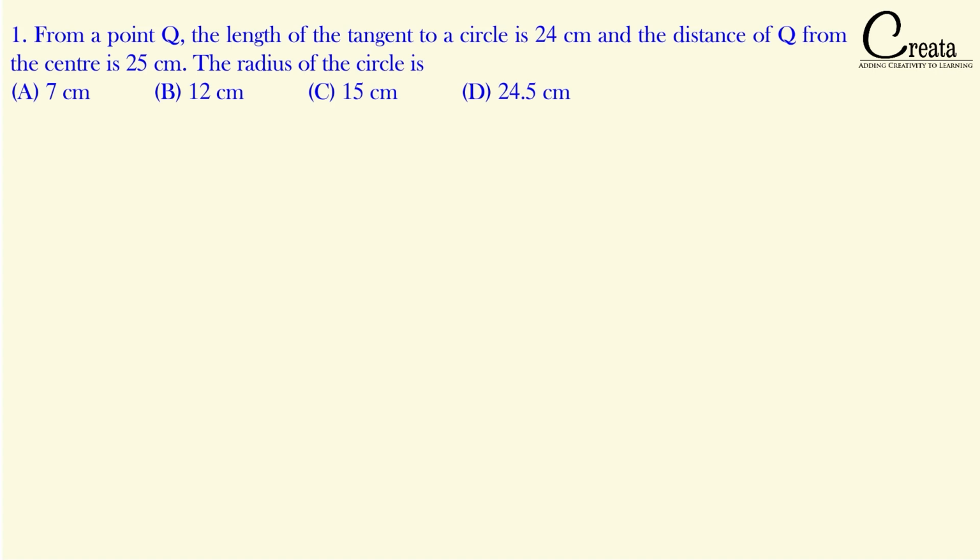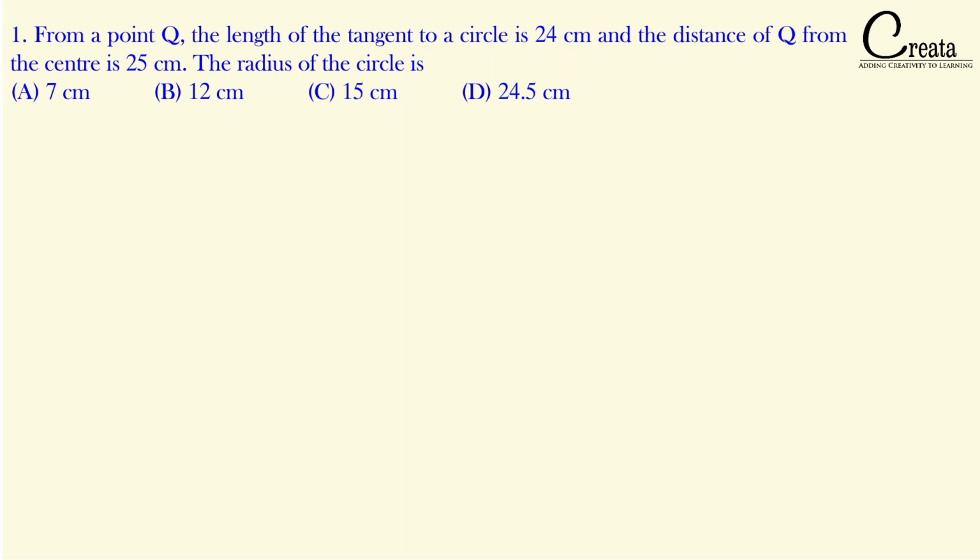Let's take the question number 1. From a point Q, the length of tangent to a circle is 24 cm and the distance of Q from the center is 25 cm. The radius of the circle is, 4 options are given, A, B, C and D. So let's observe the question.